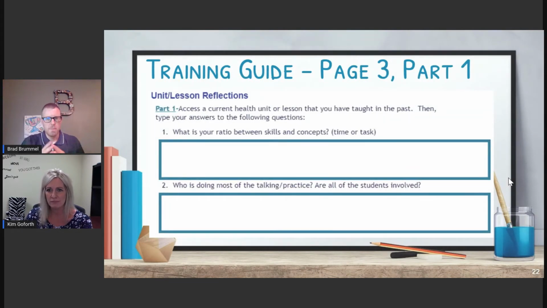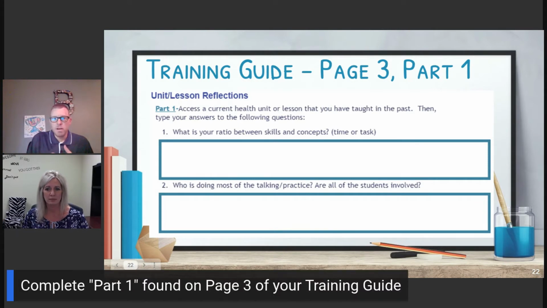So this next part is also an ask and a task for you. And this is, I think, probably one of the most powerful parts of this learning: taking your own lesson or your own unit, and let's review it. Let's dive right into it. So you're going to start off on part 1 of page 3 in your training guide, and let's just look at what you think the ratio is. Look at where the time is spent.